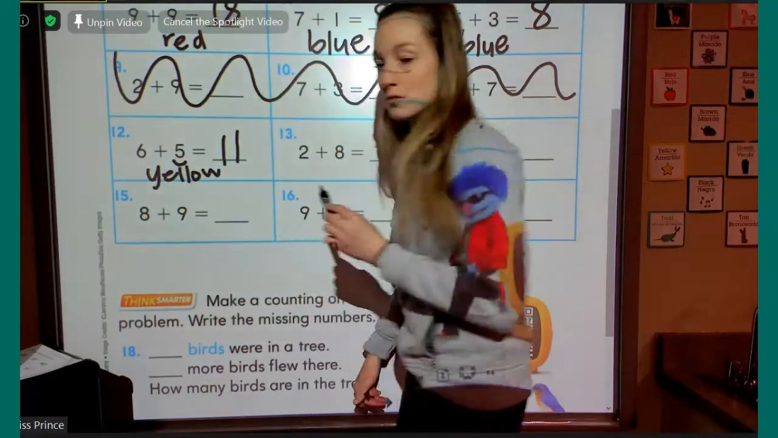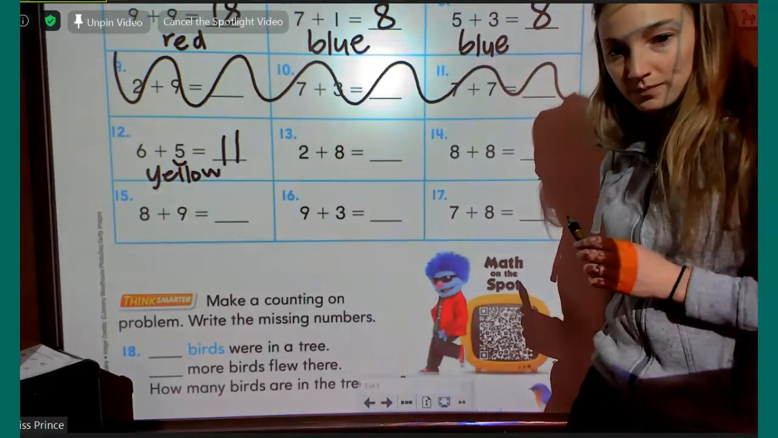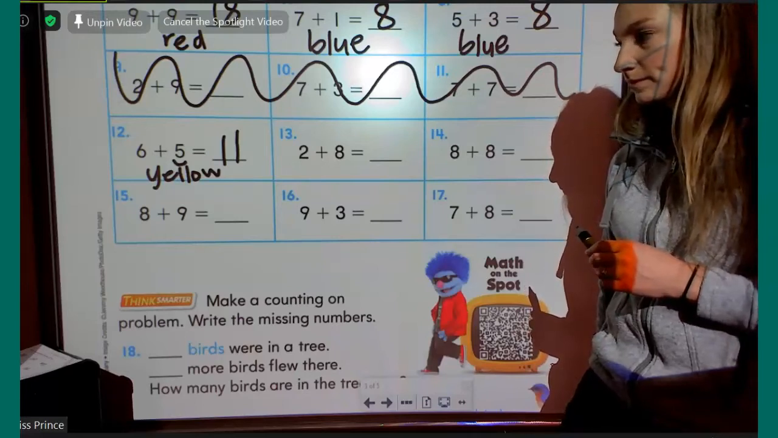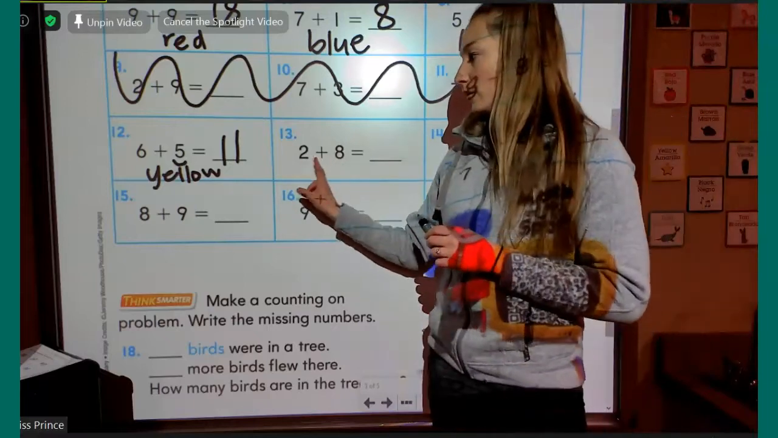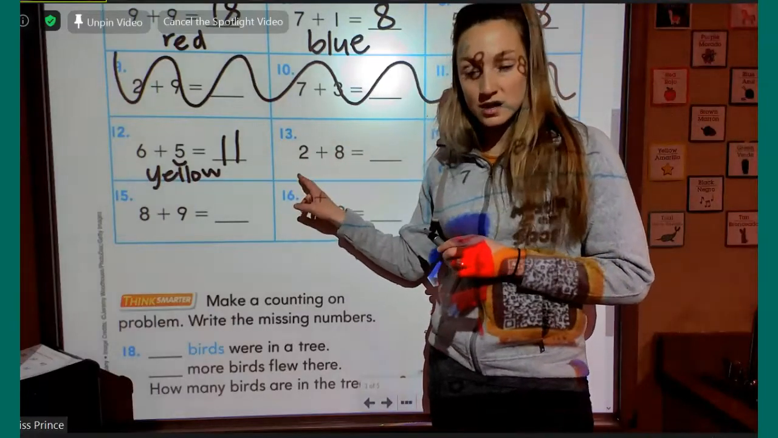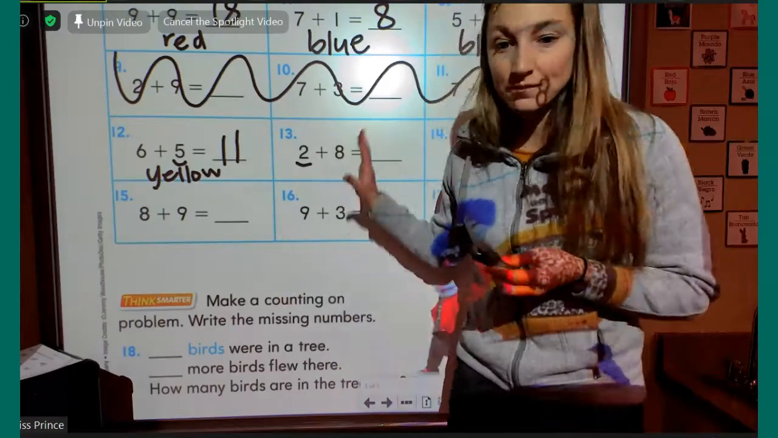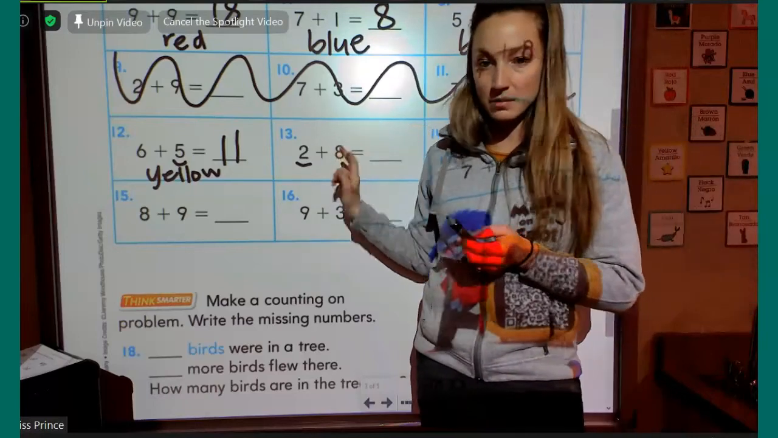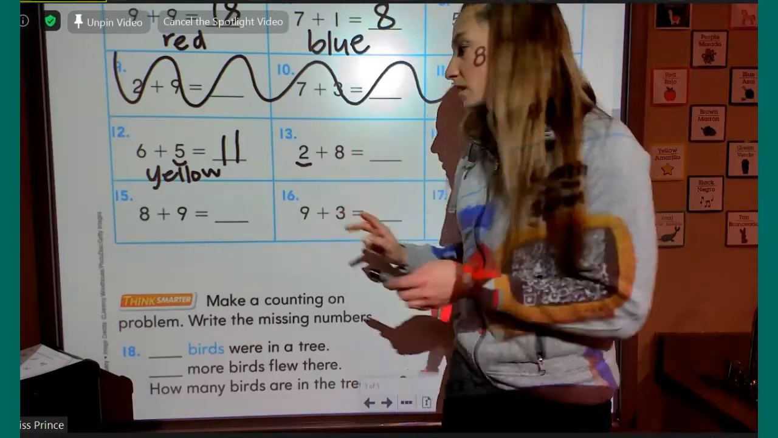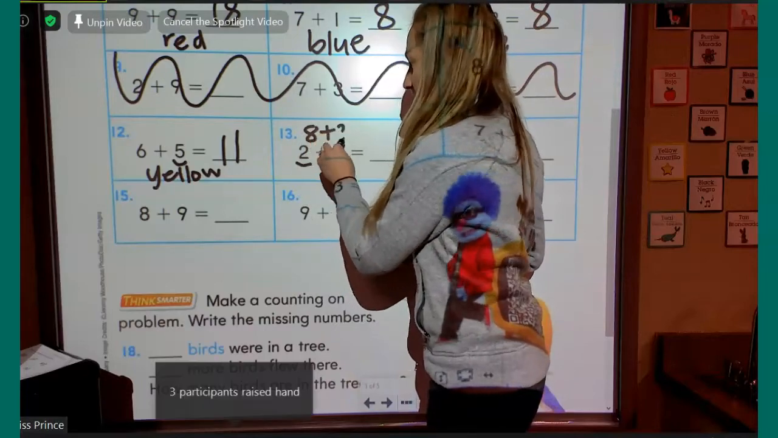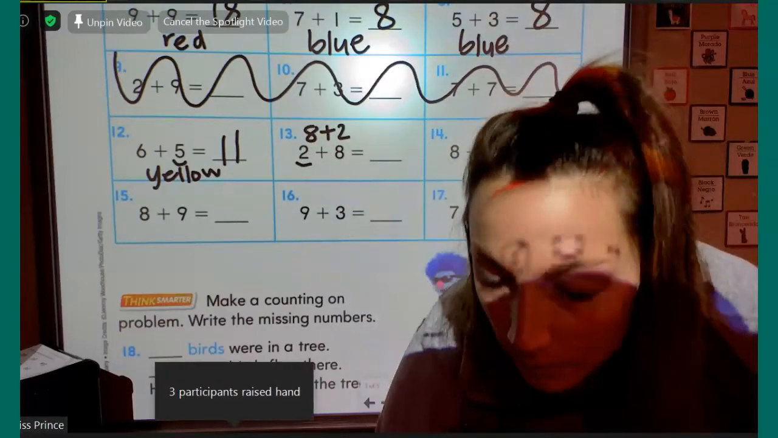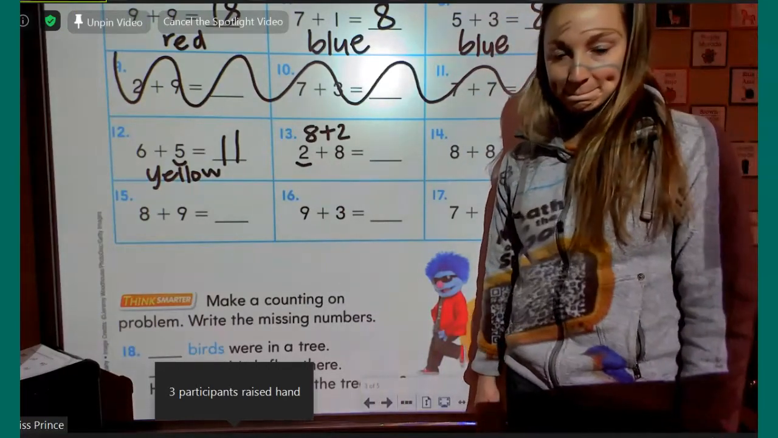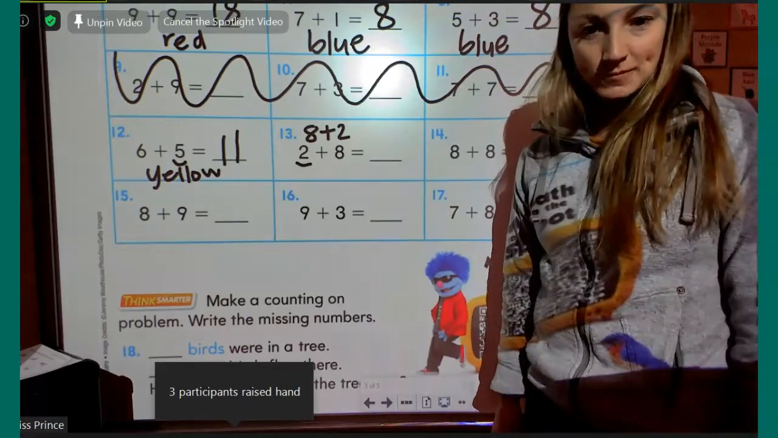Make sure you guys are doing this right with me. Yellow. All right. Don't let this trick you. Just because this number is smaller, that doesn't mean we have to scoop it. Scoop up the bigger number and then add 2 more. Who can tell me this problem? Remember, this can also be written as 8 plus 2 if that's easier for you. Zayden, 8 plus 2 or 2 plus 8? 8 plus 2 is 10. Good job.